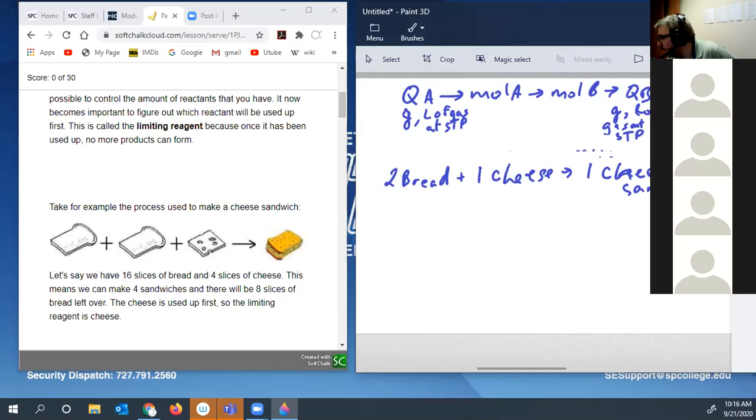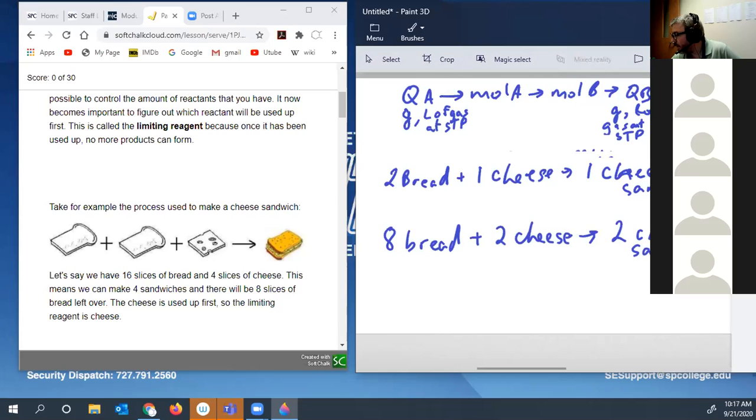Now, if you had, say, 8 slices of bread and 2 slices of cheese, how many cheese sandwiches could you make? 2, right, because you only got that much cheese. So 2 cheese sandwiches. If we did that, we'd have 4 slices of bread left over.